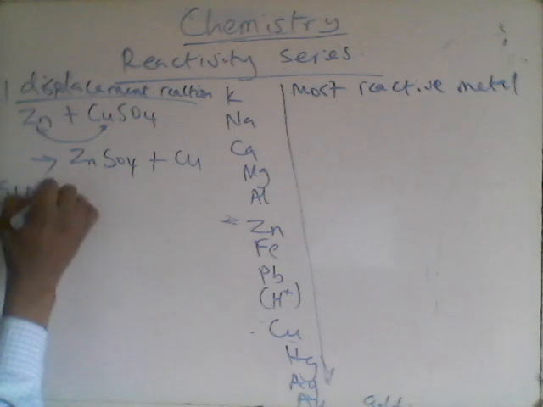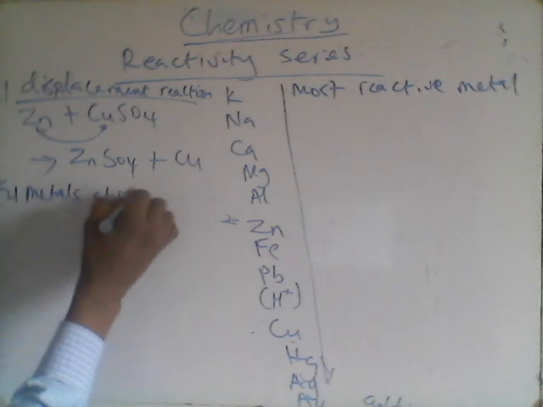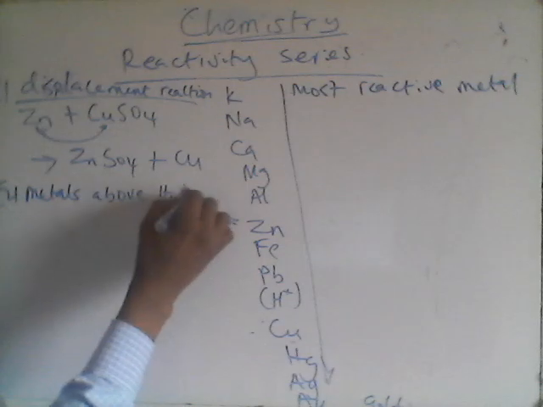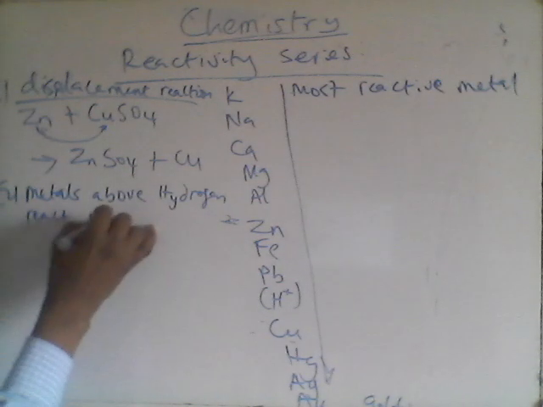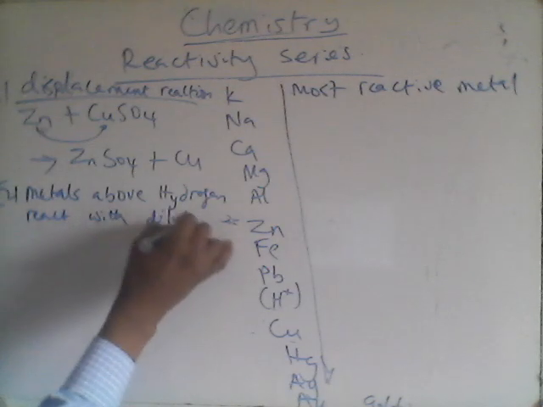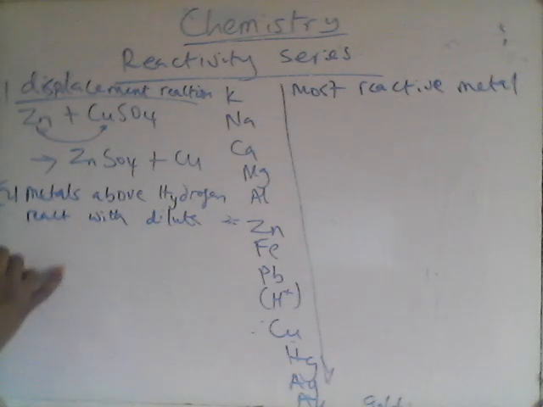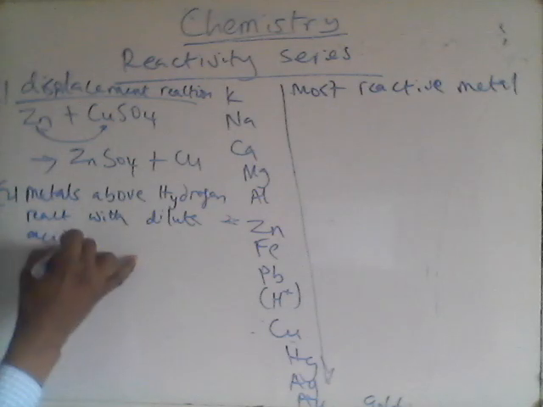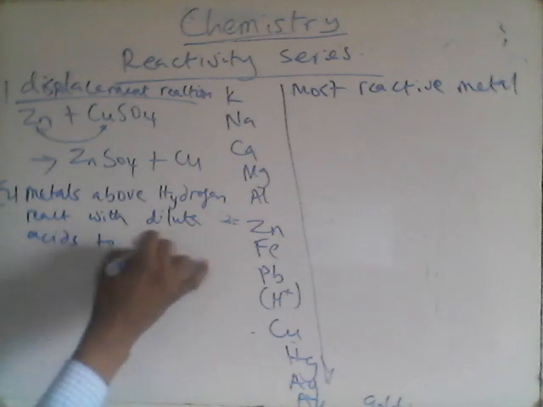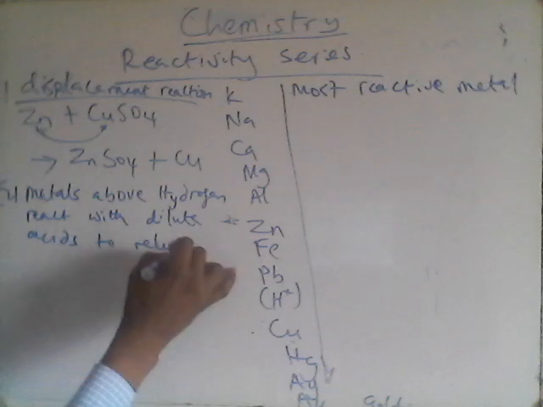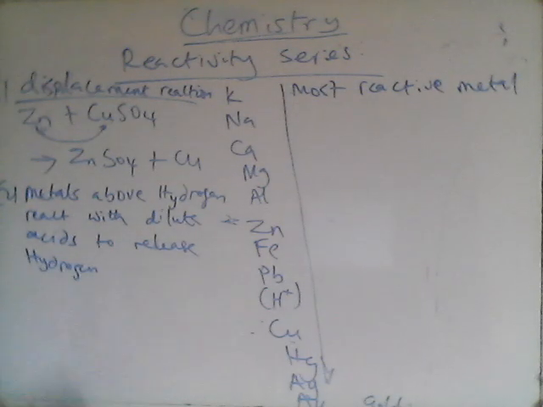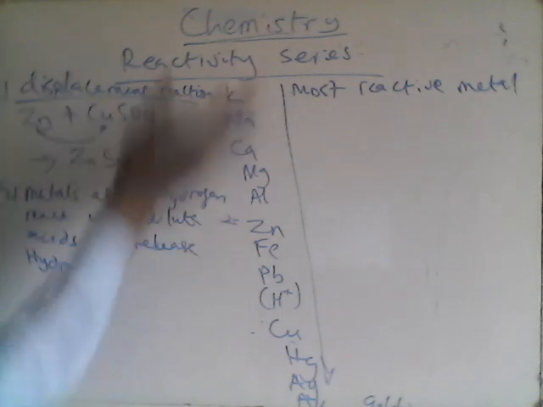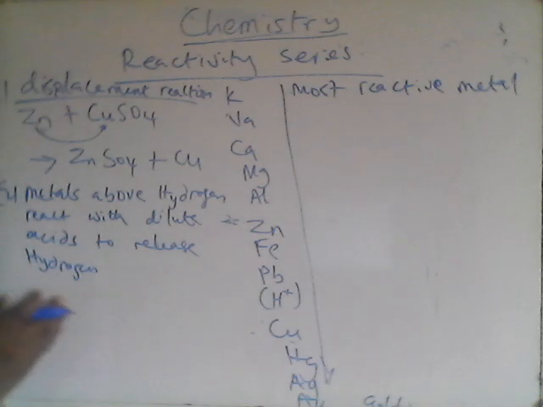So I would say metals above hydrogen react with dilute acid to release hydrogen. Again, from this rule, you see that any metal above hydrogen, that means you have to know this, any metal above hydrogen will react with dilute acid to release hydrogen.